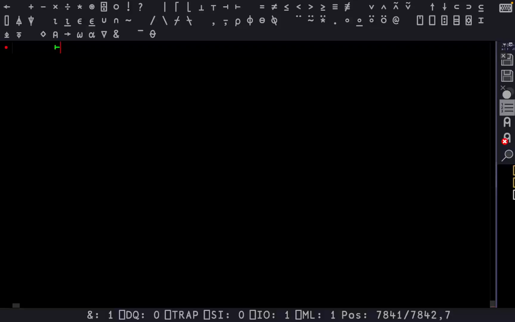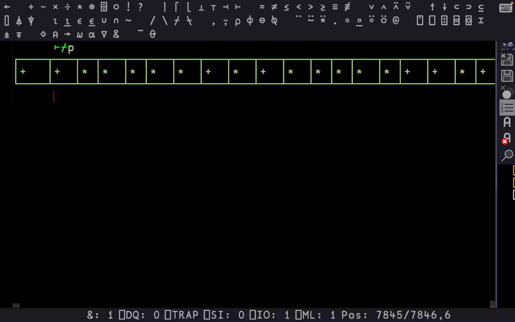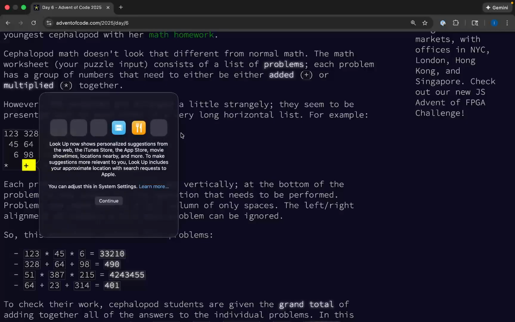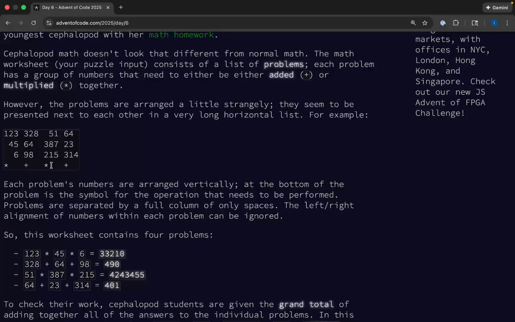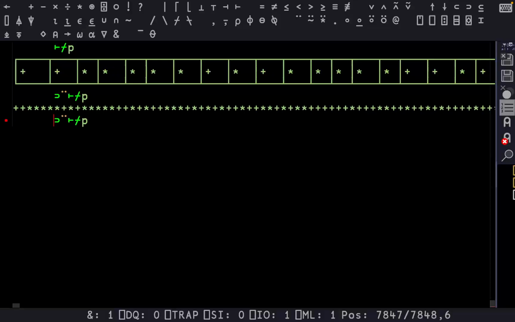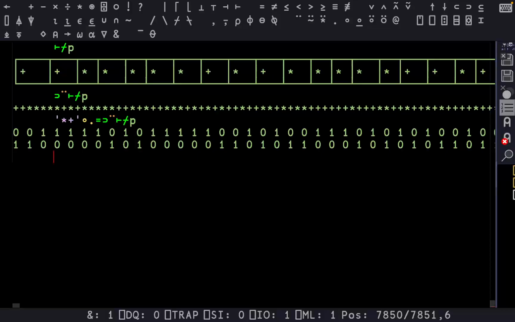Well, we can get our operators by taking the last row of our input, and because the input is set up in such a way, we can see that the operator appears in the first column of each math problem. So here we can just do an each first. And now I'm going to do something a little interesting. Let's do times plus outer products equals.